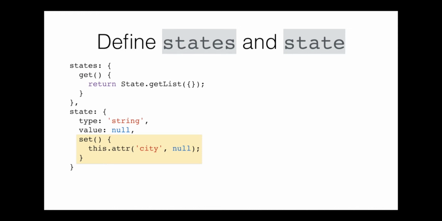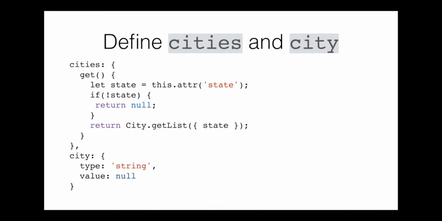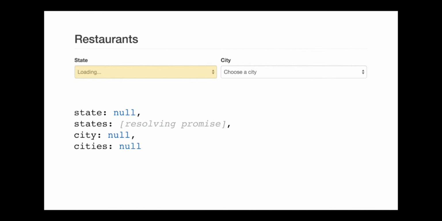For state, we just have the setter defined. So every time that the state is set, it's going to make sure that our city attribute is set to null. For cities, in our getter function, first we check if the state is set, and if it's not, we're going to return null. Otherwise, we're going to return a list of cities where the state equals the user's selected state. This is also asynchronous and returns a promise. For city, we're just specifying that the value is by default null. Let's see how this all plays out.